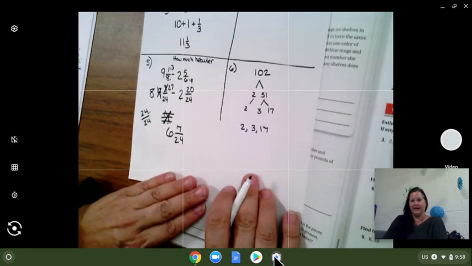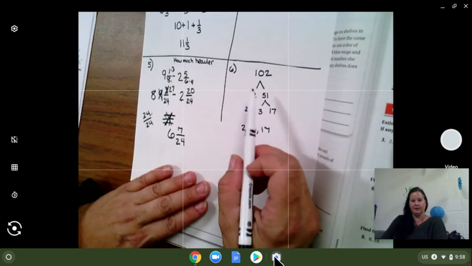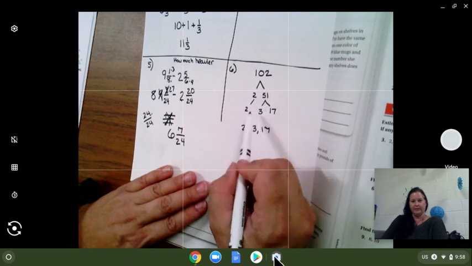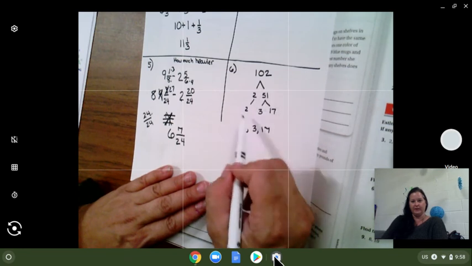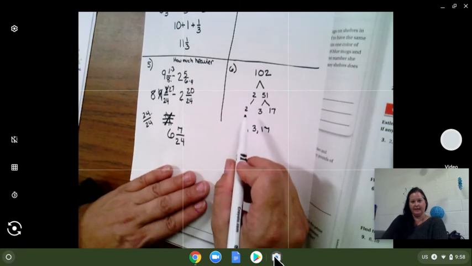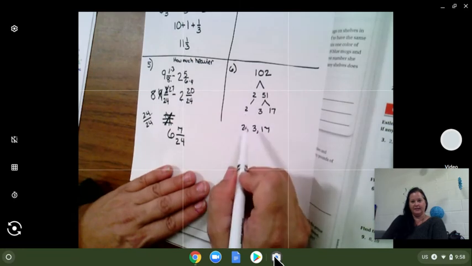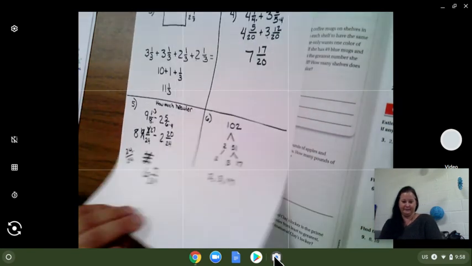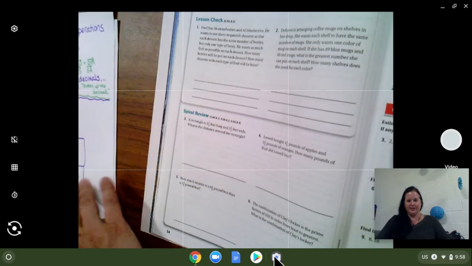All right, then finally here we are looking for the prime numbers of 102, and I found my prime numbers by doing a factor tree. And I have 2, 3, 17. Putting those in order for the combination will be 2, 3, comma, 17. Okay, moving on to our chapter.